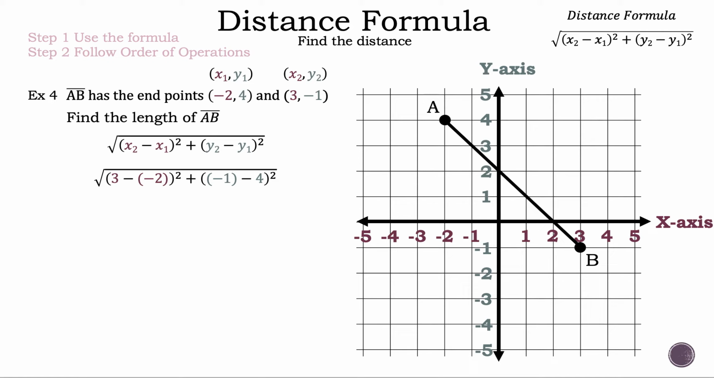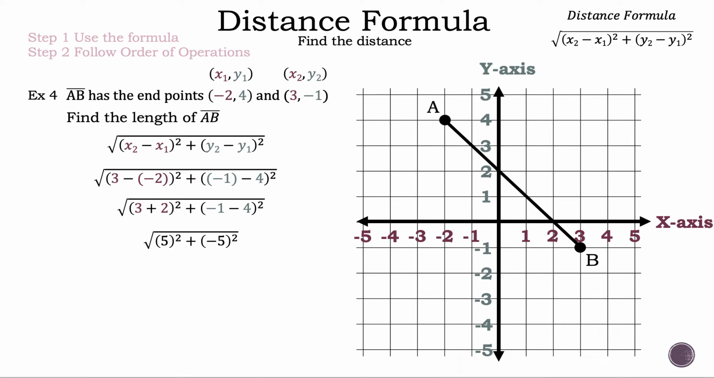The first thing we're going to do is get rid of our double negatives by making them a positive. And so now we have 3 plus 2 in the first parentheses, and we still have -1 minus 4 in the second parentheses. Now we have the square root of (3 plus 2) squared plus (-1 minus 4) squared. So let's add or subtract the numbers in the parentheses, and we get 5, because 3 plus 2 is 5, and -1 minus 4 is -5. And now we have the square root of 5 squared plus (-5) squared.